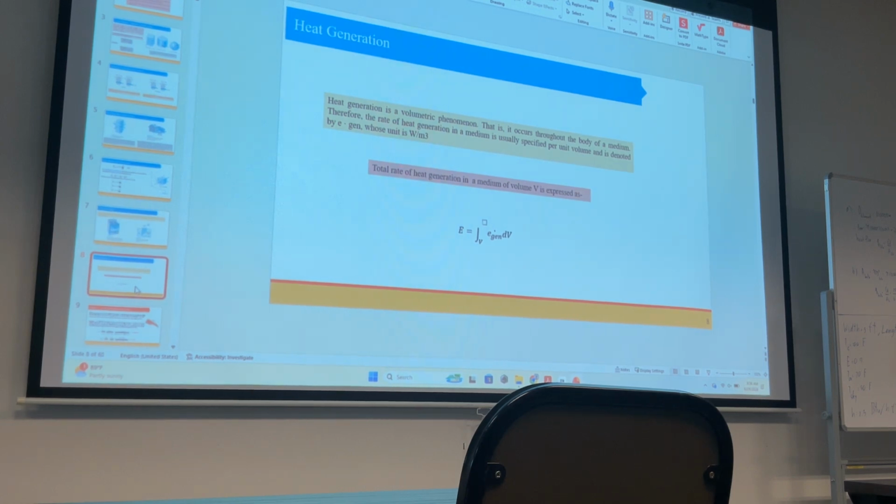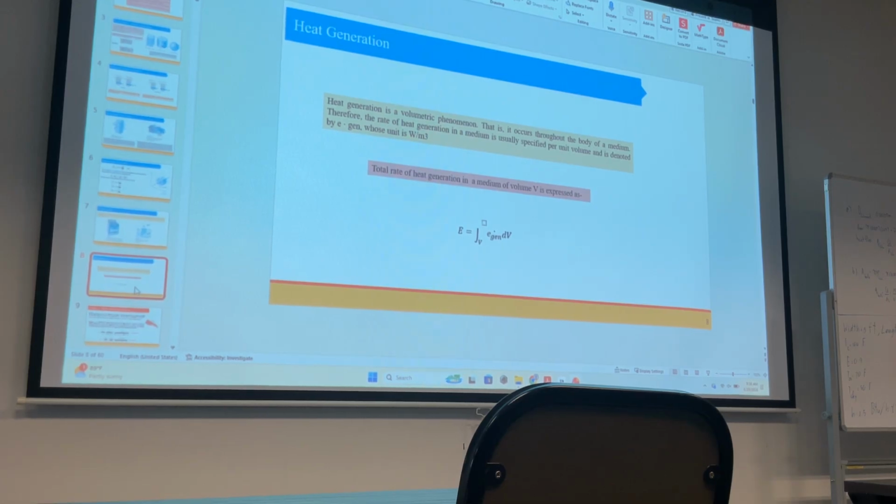So everything is in 3 dimensions, like I said, right? Energy generation is a volumetric phenomenon. It's happening in the whole object, distributed throughout the object. So it's a volumetric phenomenon.